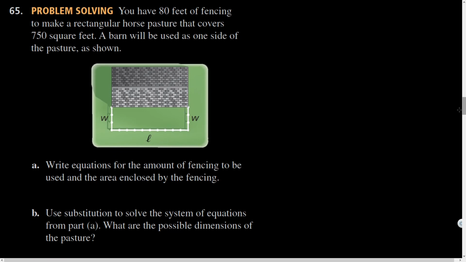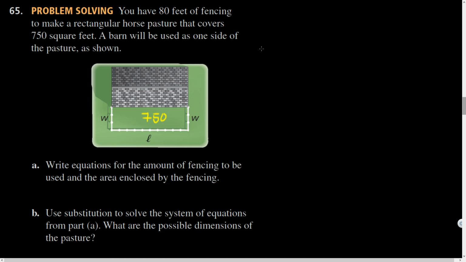Okay, let's see. I might just do, well, we'll see. Okay, here's 65. I was saying maybe I'll just do the setup, but let's find out. You have 80 feet of fencing to make a rectangular horse pasture that covers 750 square feet. A barn will be used as one side of the pasture as shown. So I don't need fencing on this edge. Okay. Write equations for the fencing to be used and the area enclosed by the fence.